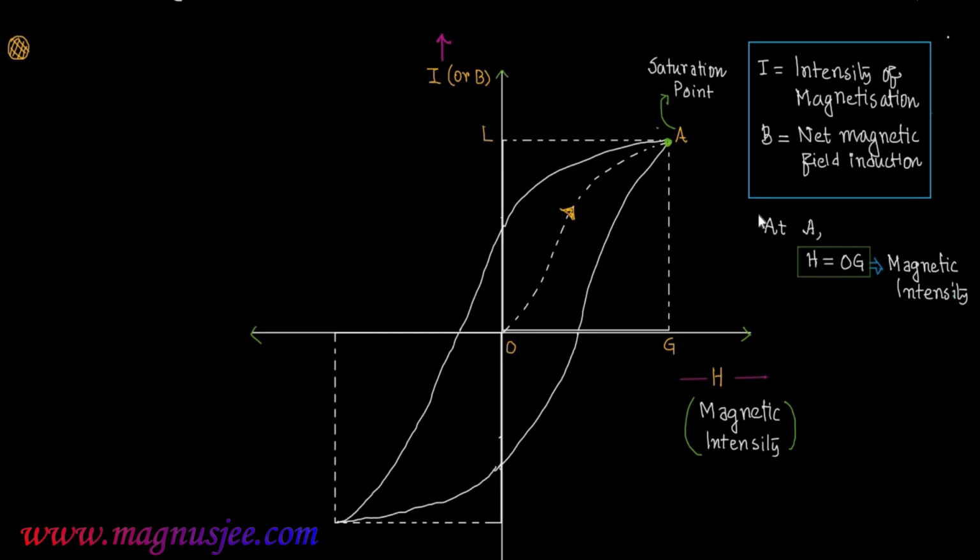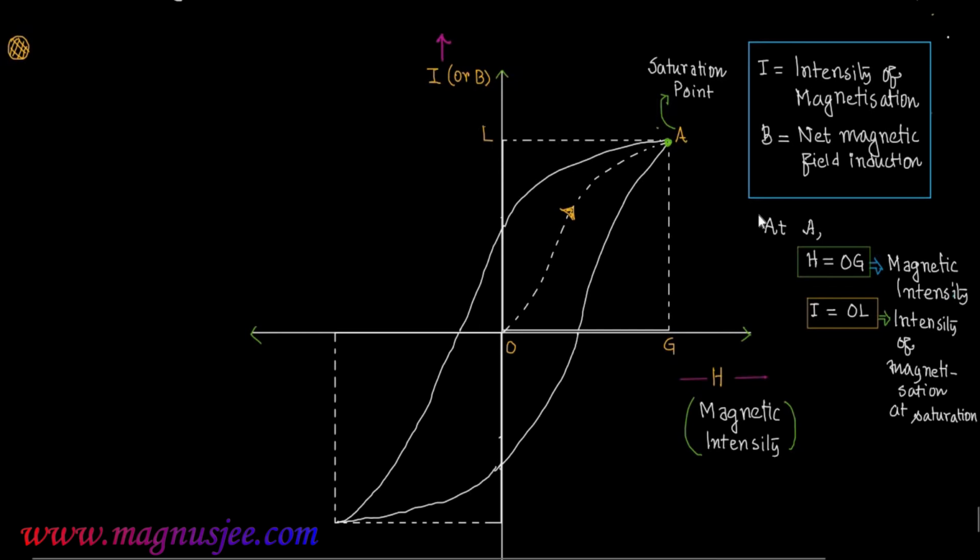Now from the point A, we can draw a perpendicular on the vertical axis, the intensity of magnetization axis, and that perpendicular is AL. In this case, AL is equivalent to OL, which is the value of intensity of magnetization at the saturation point. This is the saturated value of intensity of magnetization of the ferromagnetic substance, or I is equal to OL.